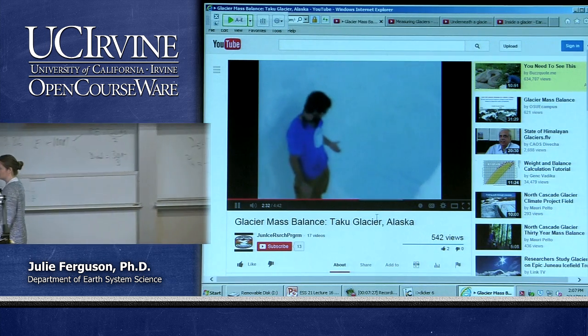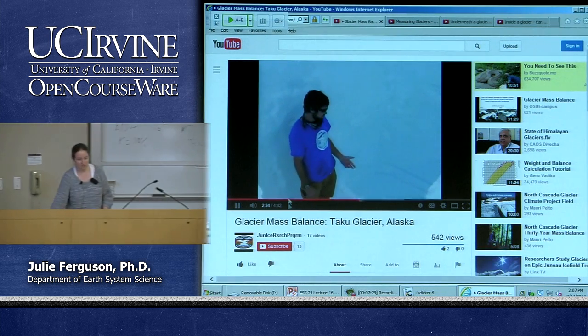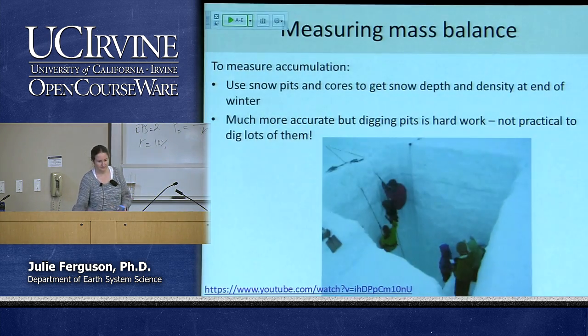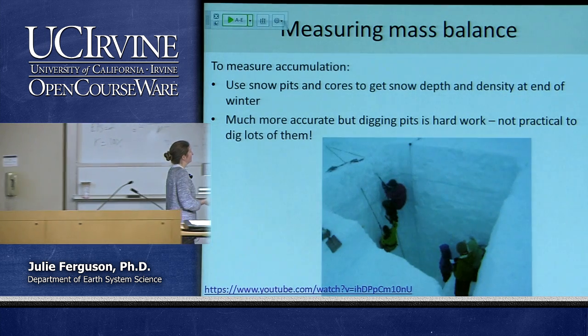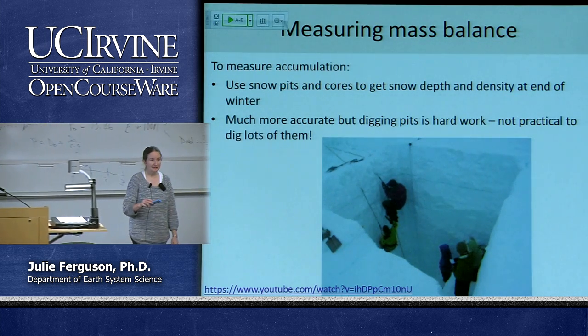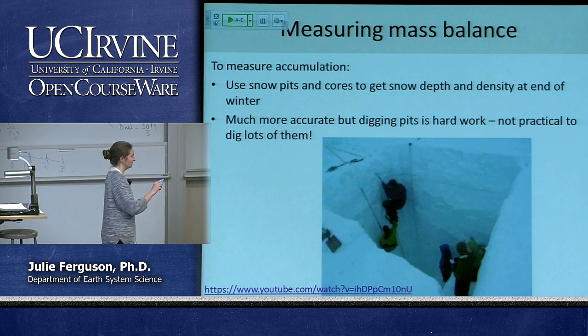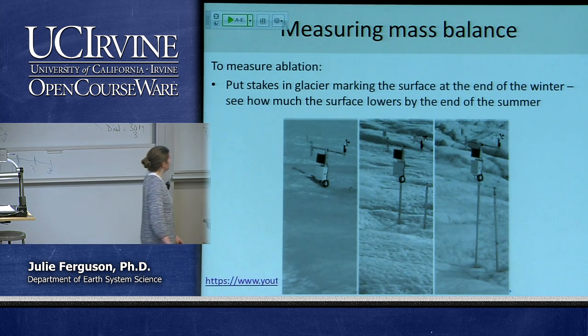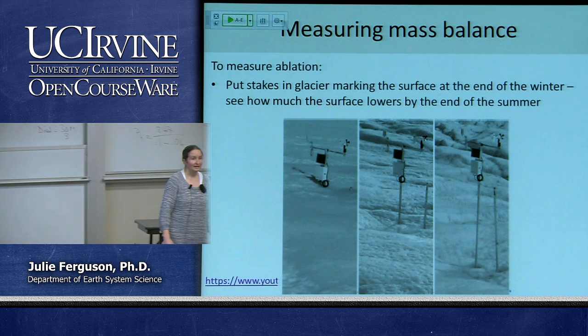So this is obviously not something that you can do repeatedly all across the glacier. It's not terribly practical, but we do get really good data that way that we can use to interpolate for the rest of it. Okay, so let's think about how we would measure ablation.